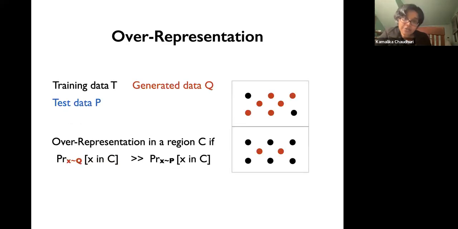So what is overrepresentation? We say that a particular generative model is overrepresenting a particular region if, under the generated distribution, you are much more likely to generate samples from this region than under the original data distribution. To put it very concretely, if your data distribution has half dogs and half cats, and 80% of the time your generative model generates a cat, then you are overrepresenting cats. Okay, so this is the idea.